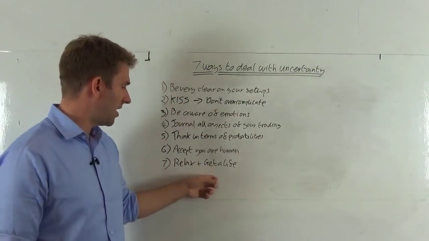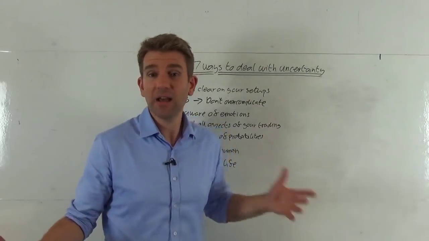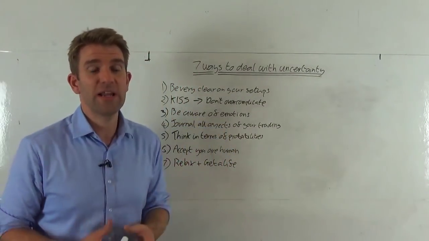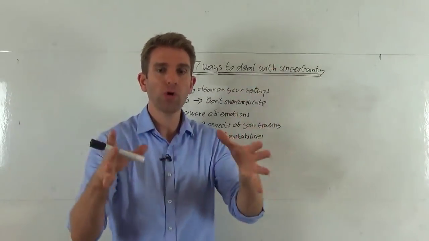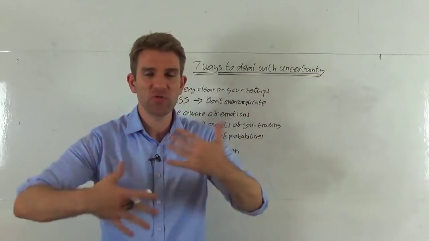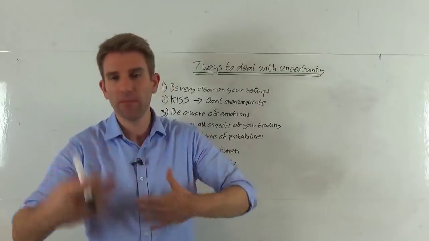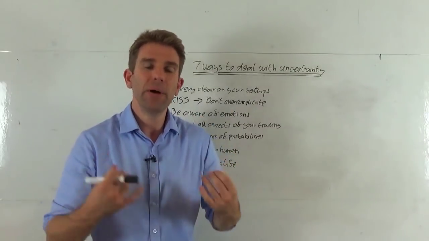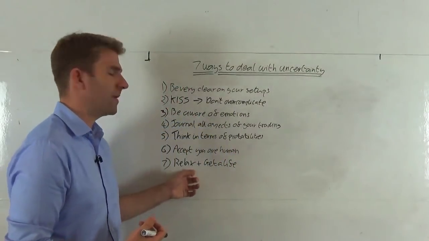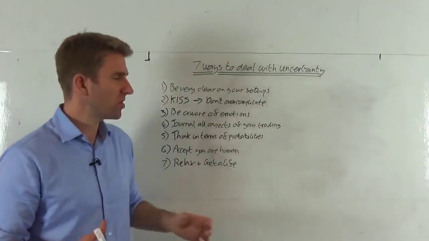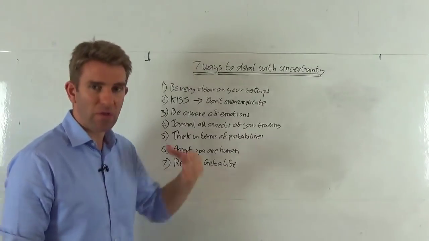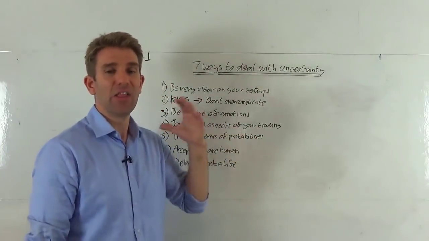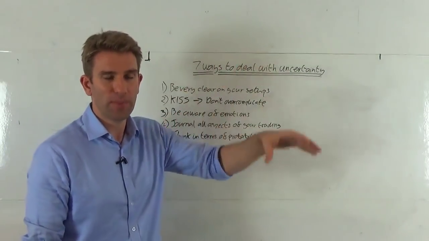Number 7 is relax and get a life. Yeah, it's not all about trading, guys. And believe me, it's so easy to get caught up in the trade. I want to trade. I love the market. I want to make money. But the reality is, if you spend time to relax and you spend time to reflect and think about things, and you do other things outside of the market, that will help your P&L in the market.